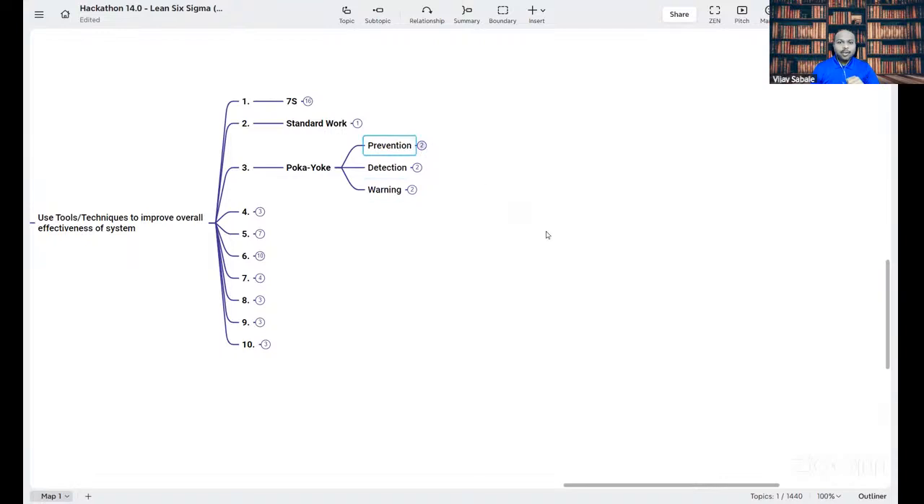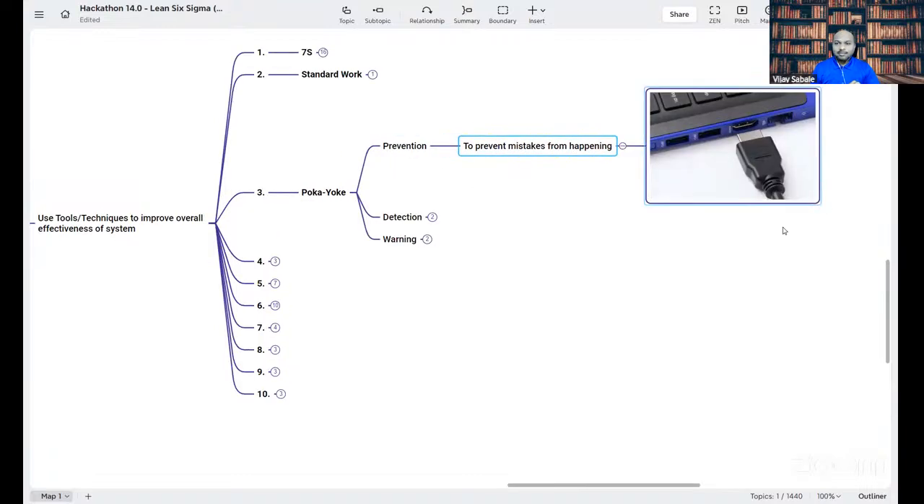Prevention type of Poka-Yokes prevent the mistake from happening, right? So they act before the mistake is going to happen. Let's take an example of this. You must have the HDMI port on your laptop. That's the simplest example I'm taking. There are too many examples. If you look at the switches and all that, you will see multiple examples there. Just here, let's talk about this simple example.